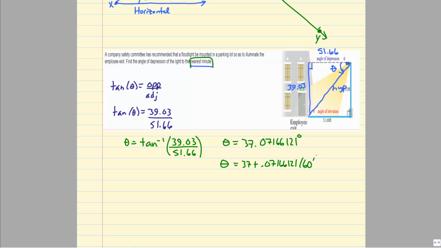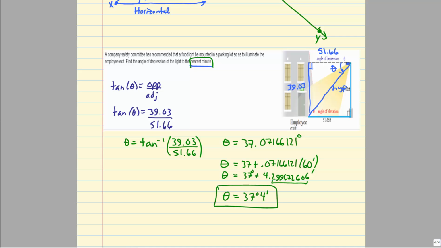Now, nearest minute. So rounding this to the nearest minute, theta equals 37 plus 0.07166121 times 60 minutes, because this is talking about the part of a degree that it is. So if we plug that into our calculator, I'm taking that decimal times 60. I get 37 degrees plus 4.299672606 minutes. If we're asked to round this to the nearest minute, this would be 4 minutes, because this is not half of a minute to round it up. So theta would equal 37 degrees and 4 minutes.